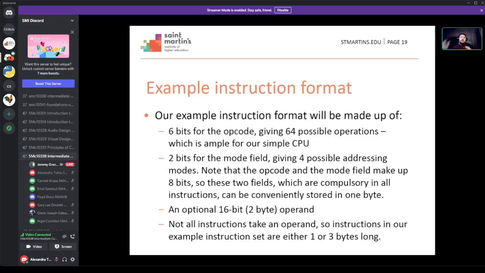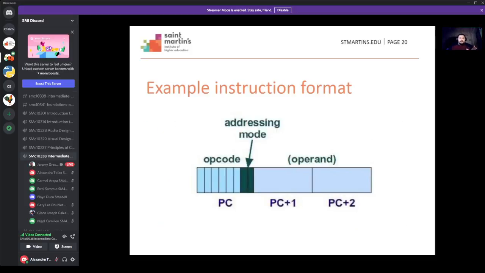So in total, our instruction might be 1 byte long or 3 bytes long, depending on the type of instruction that we're talking about. This is what it's going to look like. We have our first 8 bits, 6 of which are going to be used for our operation code. 2 bits are going to be used for our addressing mode, and these next 2 bytes are going to be used in order to specify our operand.